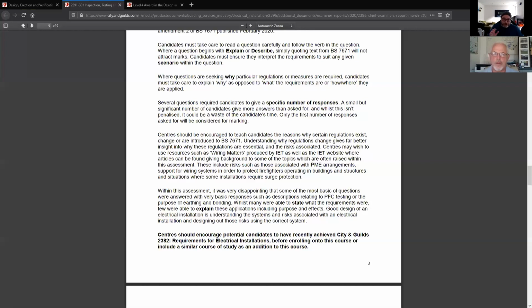There's a huge difference. I think one of the dangers we've got at the moment, and I think this has been exacerbated by lockdown, is that there is so much information out there now.